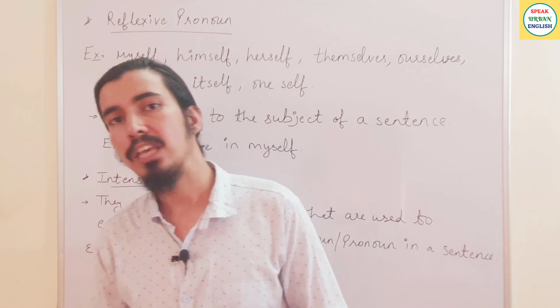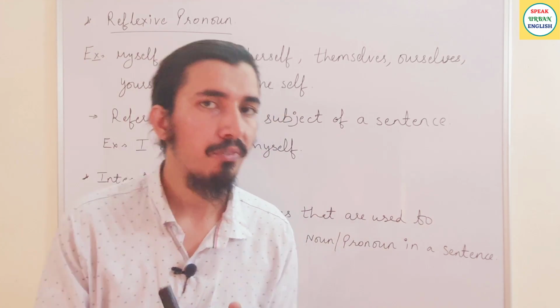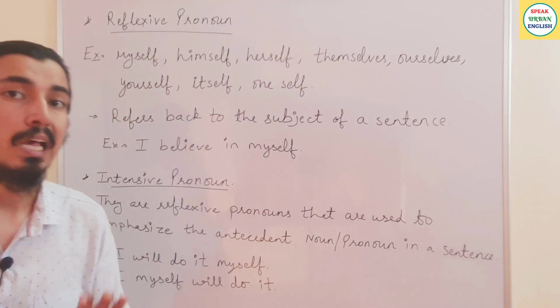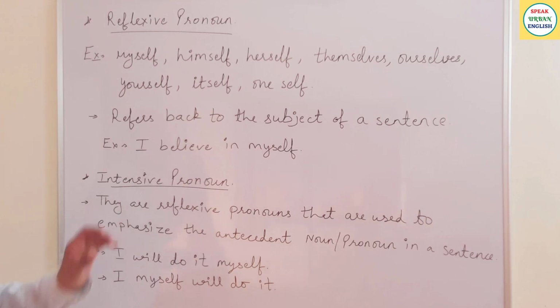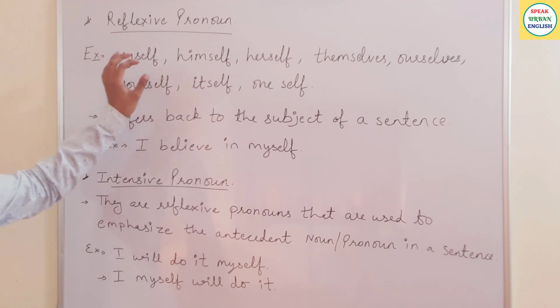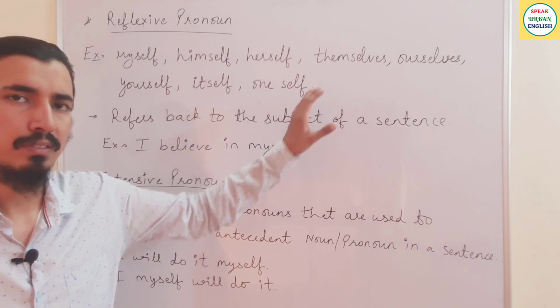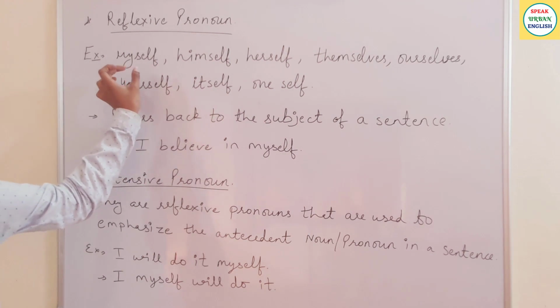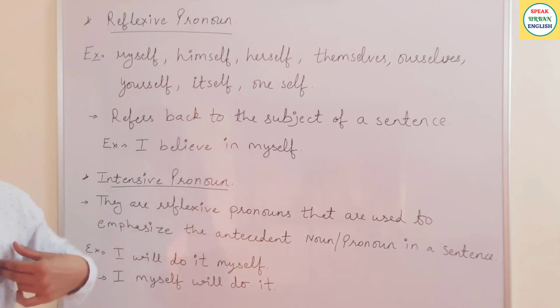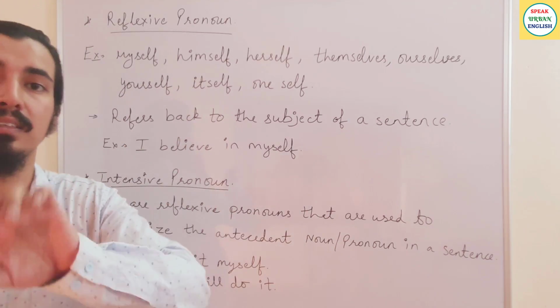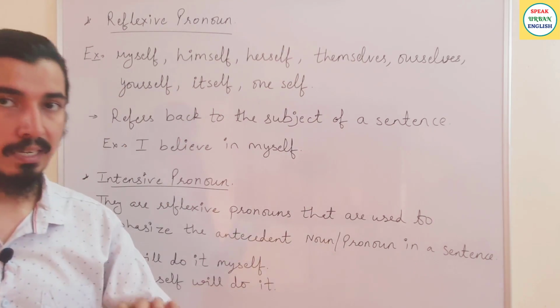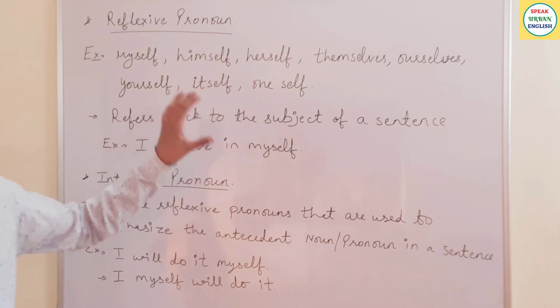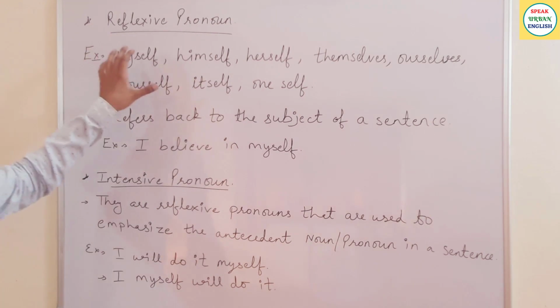So the next type of pronoun is, guys, reflexive pronoun. Okay, what? Reflexive pronoun. So first we will look at the examples and then we will understand what it is basically. It's very simple. So examples are myself, himself, herself, themselves, ourself, itself. In every example you will see it's the word self attached. Myself, himself, herself, themselves, itself. So where there is self, it's an example of reflexive pronoun.